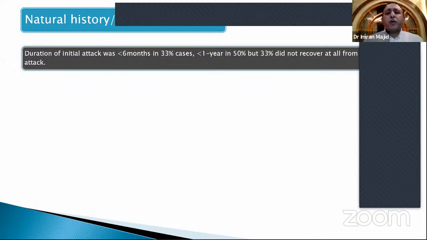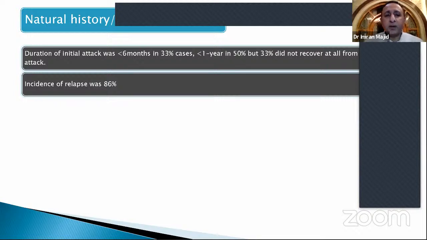Now, very important to realize, and I think many of us miss this part of alopecia areata, is what is the natural history or progress of alopecia areata. There are some studies that have been done, and this is one large study on alopecia areata, which said that the duration of initial attack is less than 6 months in around 33% cases, less than 1 year in 50%. But of this initial attack, 33% cases did not recover at all from the acute attack.